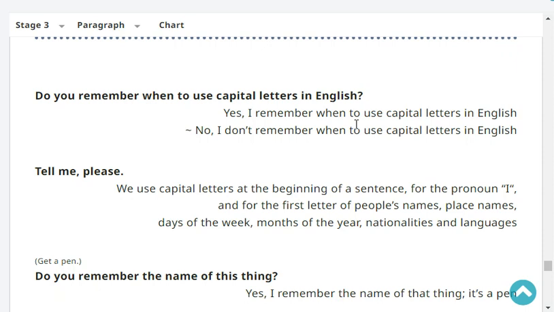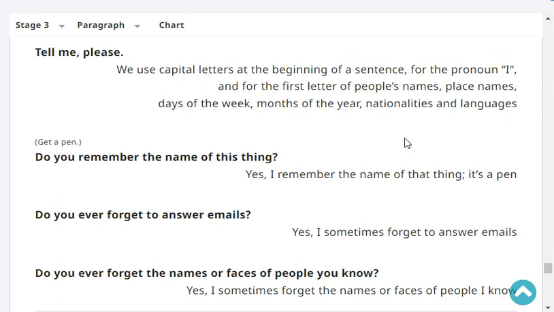We use capital letters at the beginning of a sentence, for the pronoun I, for the first letter of people's names, place names, days of the week, Monday, Tuesday, months of the year, nationalities, and languages.